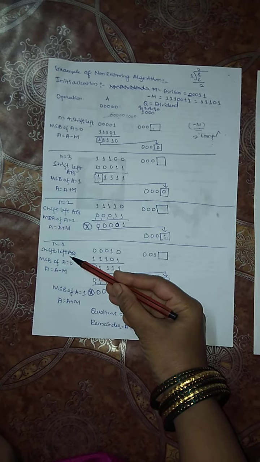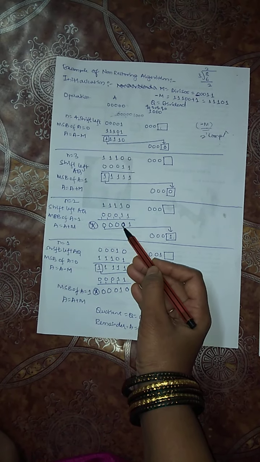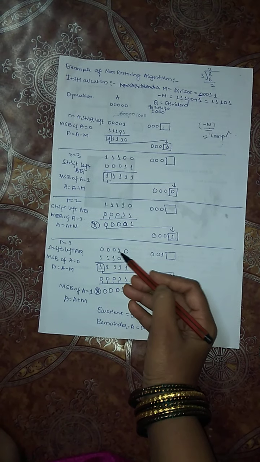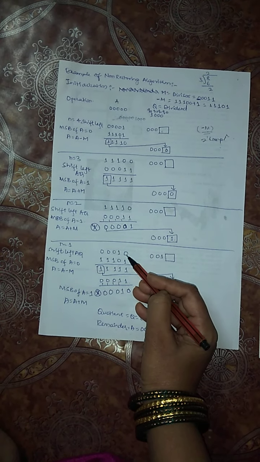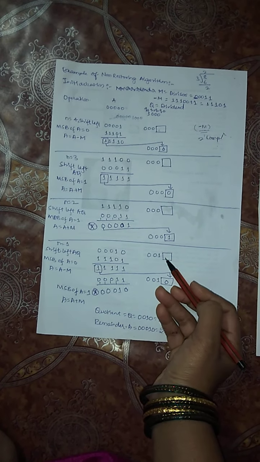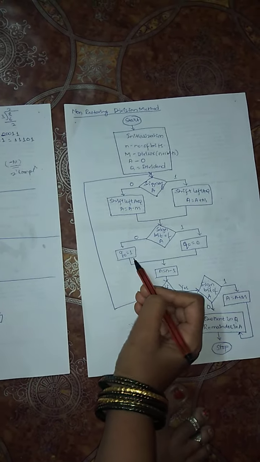Next, first do the shift left AQ. So this 0 will be lost. 0, 0, 0, 1. So 0, 0, 0, 1. One place will be taken by this 0 coming here, shifting. 0, 0, 1. One place will become empty. Now what is the MSB bit? Again it is 0.